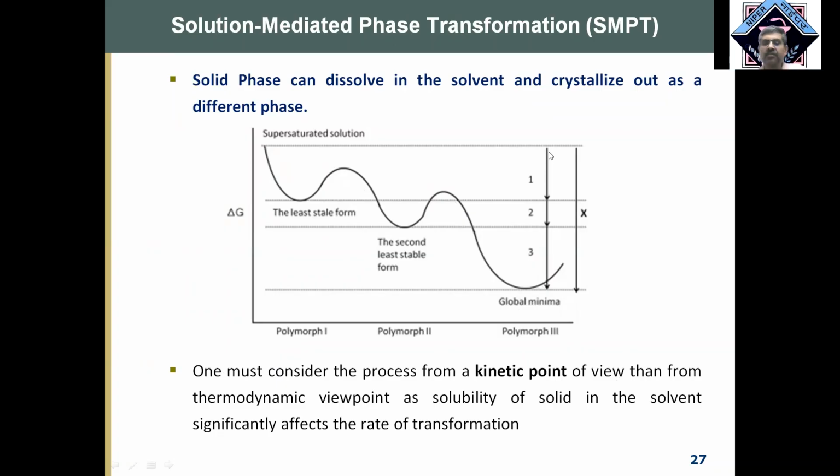So this is the first step of transformation. This is the second step, and this is the third step. So the transformation is taking place from the high energy polymorph. This is having the high free energy. Polymorphic form 1 converts to polymorphic form 2, which then ultimately converts to polymorphic form 3. This is the least stable form. This is the second least stable form, and this is the most stable form. That is why it is said to have the global free energy minima.